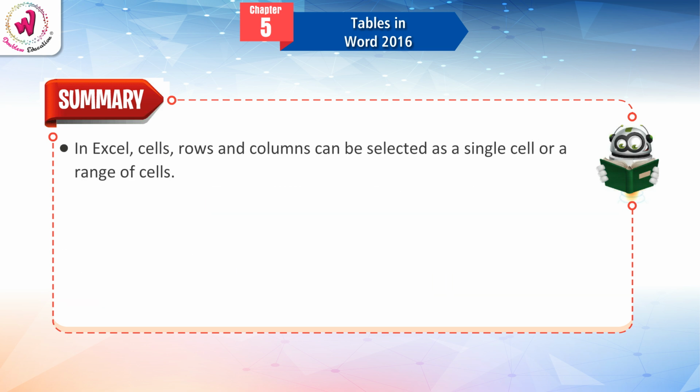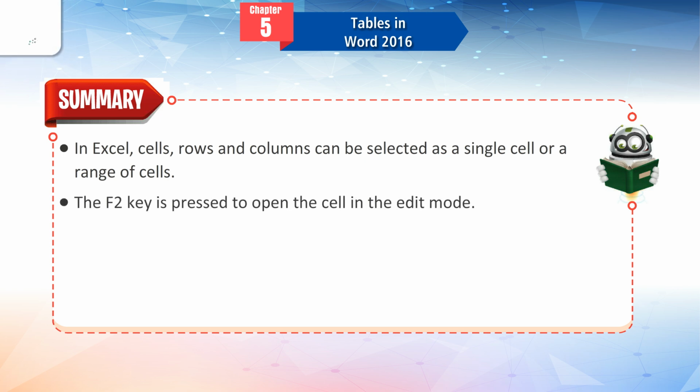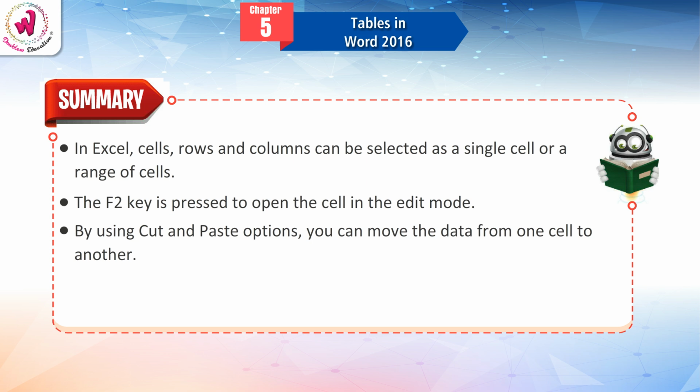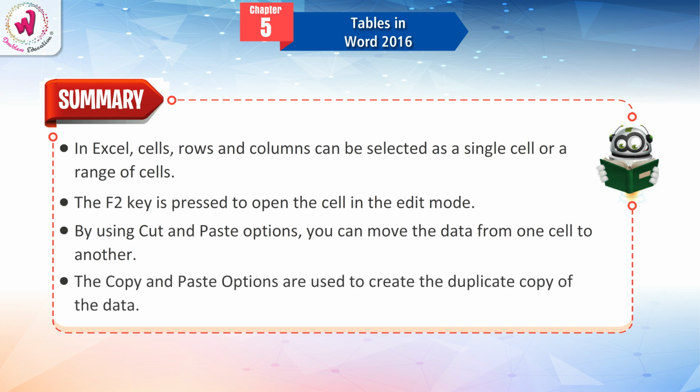In Excel, cells, rows and columns can be selected as a single cell or a range of cells. The F2 key is pressed to open the cell in edit mode. By using cut and paste options, you can move the data from one cell to another. The copy and paste options are used to create a duplicate copy of the data.